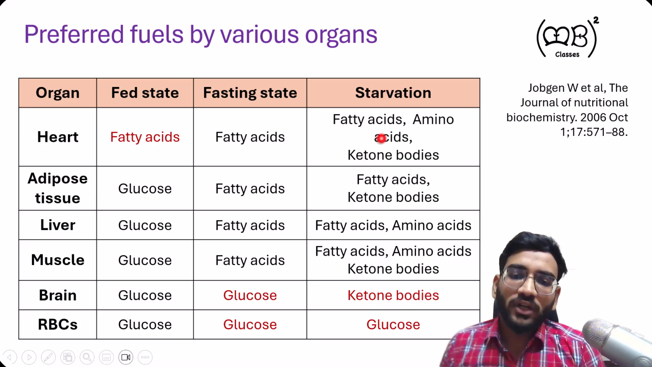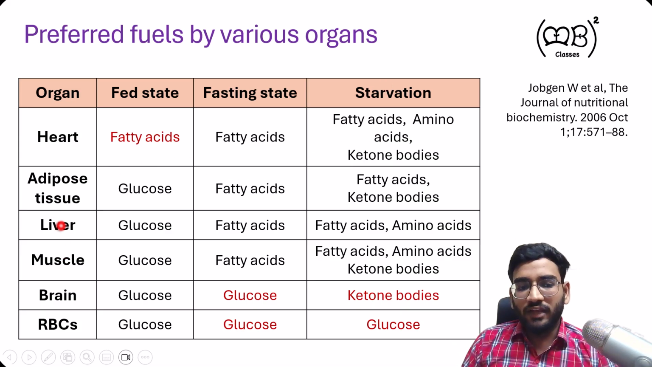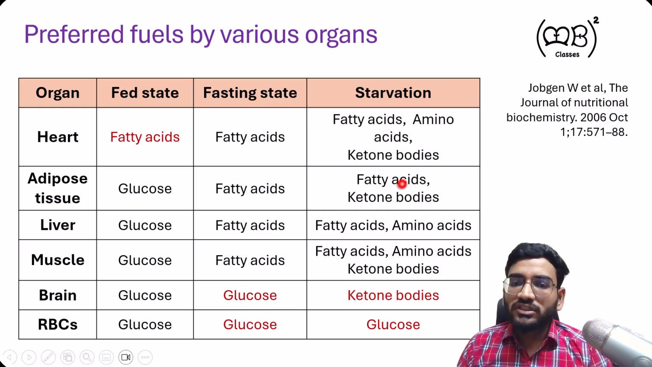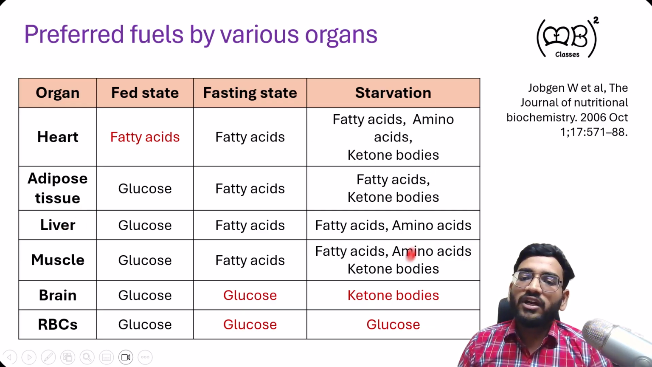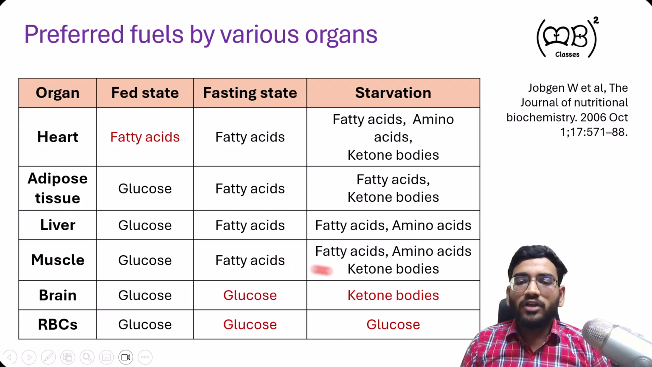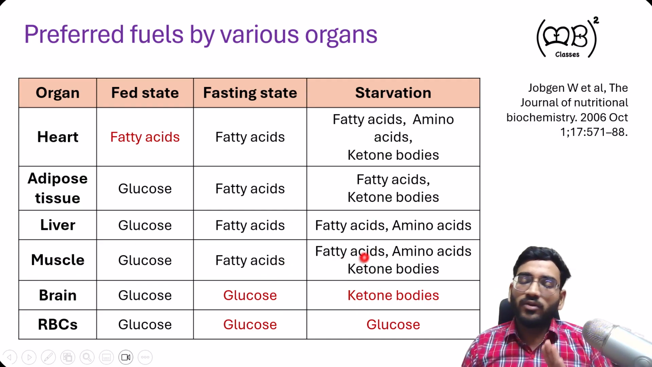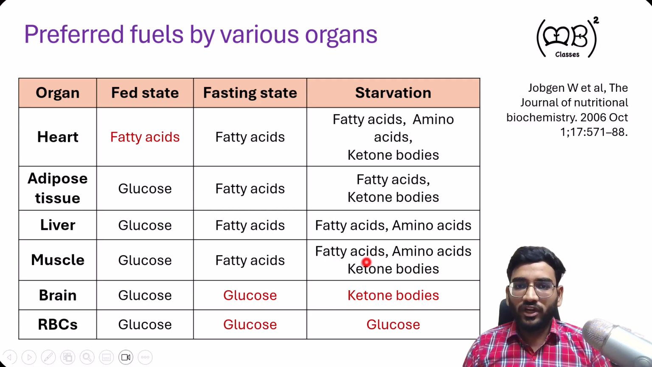In starvation, remember two things: liver and muscle. Liver is a selfless organ. Liver produces ketone bodies, but it never consumes ketone bodies. It produces them so that other organs can use them. Muscle is a kind of selfish organ because muscle consumes everything: fatty acid, amino acid, ketone bodies. Anything and everything that comes by muscle, it uses for energy.